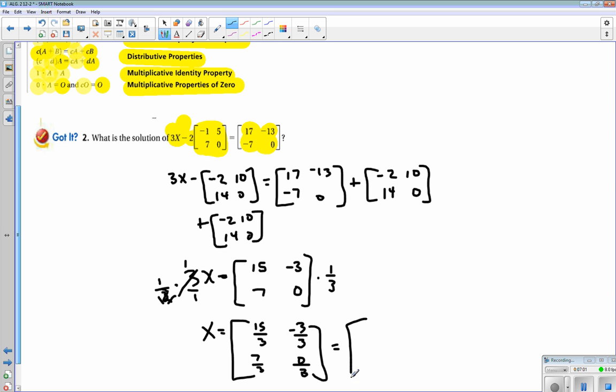So I get 5, negative 1. 7/3 is 2 1/3, and 0 divided by 3 is 0. Yay! So that's what x equals.